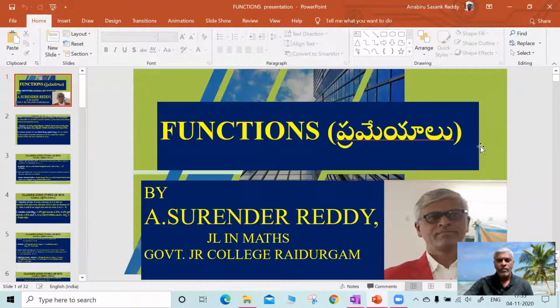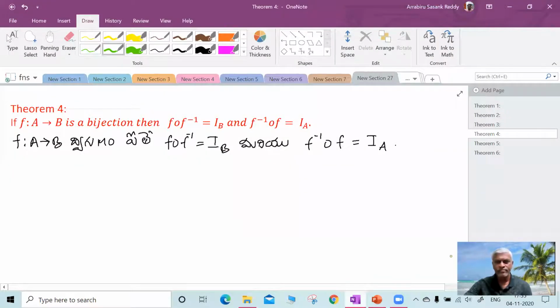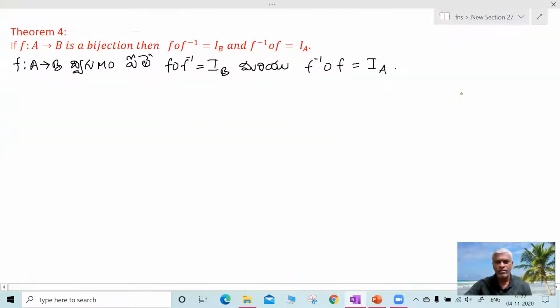So, in the last class, we have proved some important theorems in this chapter. So, in continuation with that, let us prove some more theorems.